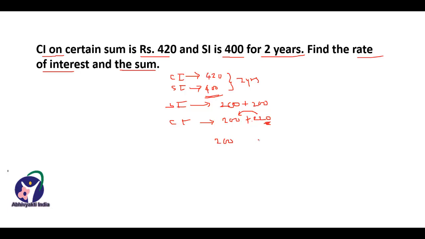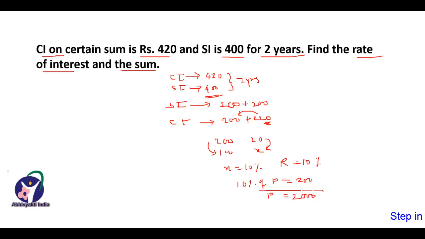So for 200 rupees the interest is rupees 20. So for 100 rupees how much will it be? Since this is reduced to half, the rate of interest will also reduce to half, and therefore x will be equal to 10%. So the rate of interest is 10%, and now we have to calculate the principal. 10% of principal will be equal to 200, and therefore the principal will be equal to rupees 2000. So the sum is rupees 2000 and the rate of interest is 10%.